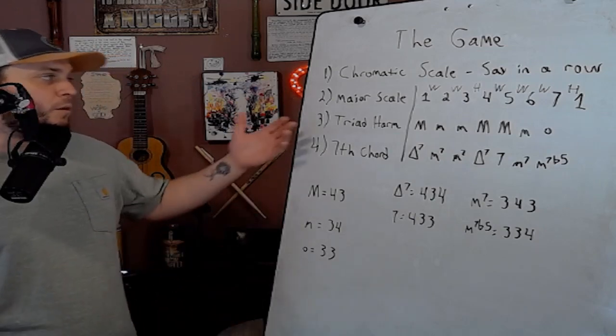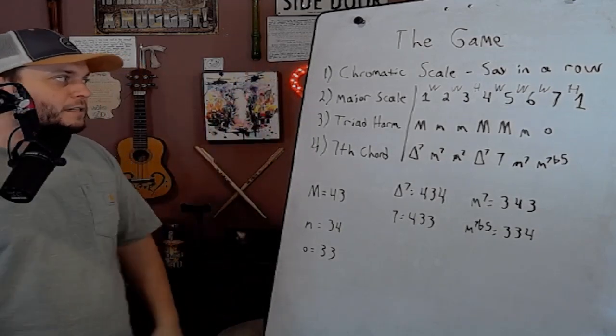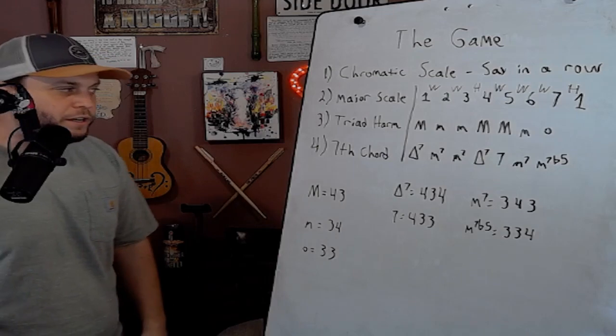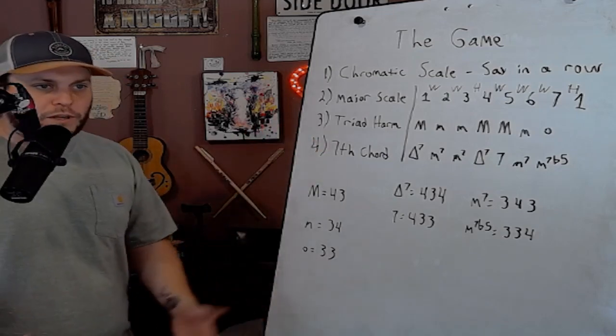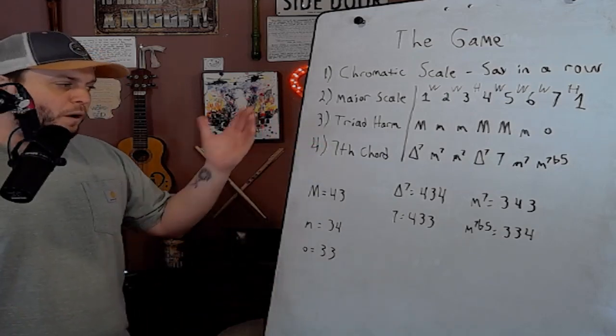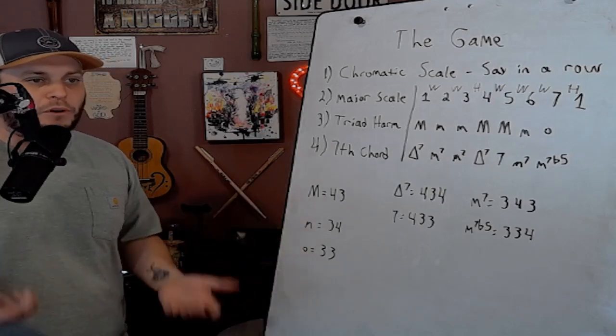So that's the game. You can quiz yourself. There's 4 levels: chromatic scale, major scale, triad harmonization, and 7th chord. You can quiz yourself, quiz others, and this one day goes into playing by number on the fly.